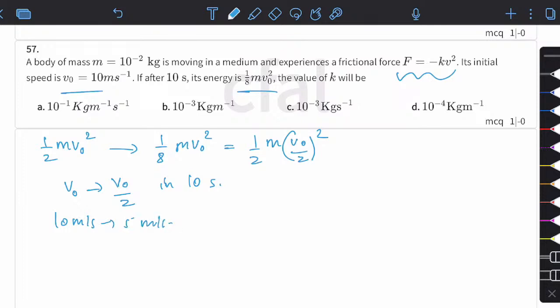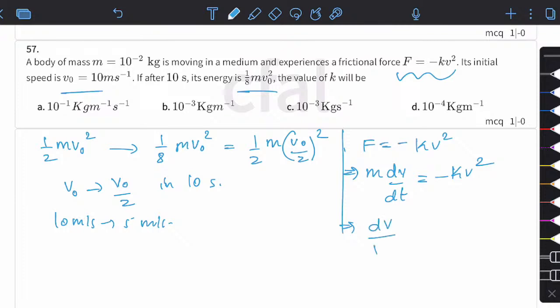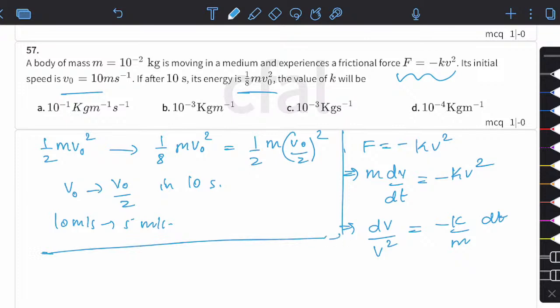Right? So we need not actually use energy or work here. We can directly use Newton's laws. So we have F is equal to minus k v squared. Now what is F? F is m dv by dt is equal to minus k v squared. Now we can move things around. I can write on the left side I collect terms having v, and on the right side minus k by m dt. This is called separation of variables. This is a way of solving differential equations. You might have learned it in math.